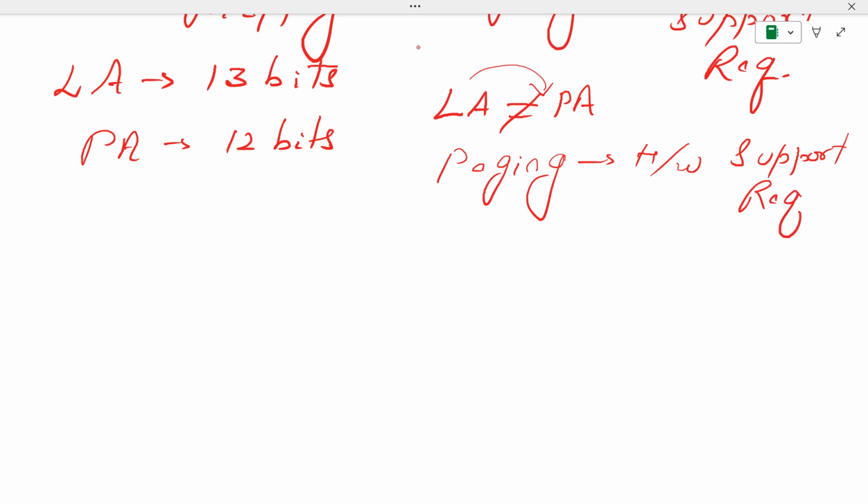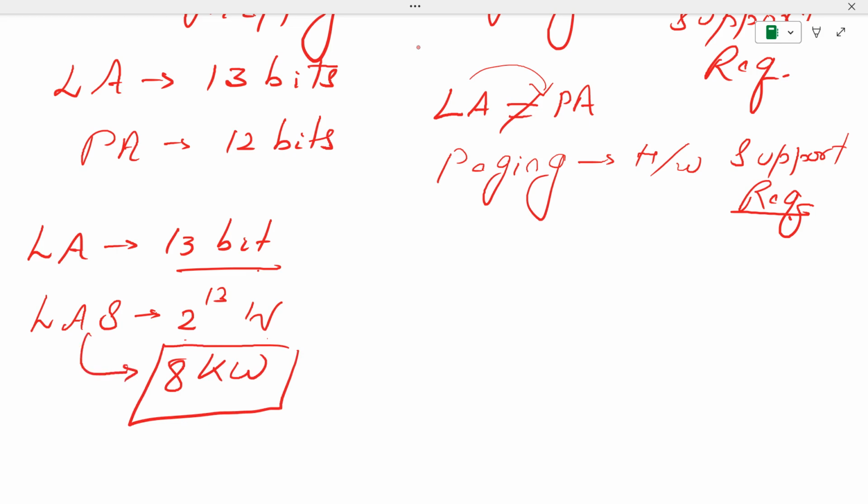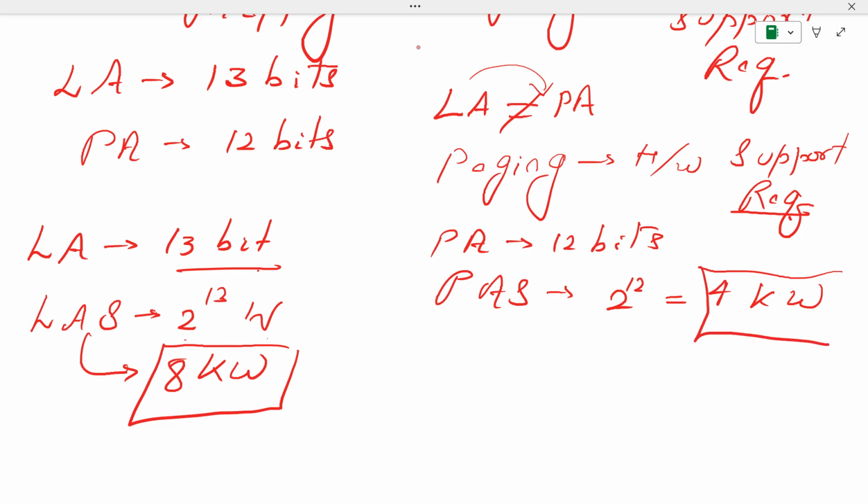Now, let's assume the CPU has generated a logical address of 13 bits. From this, we can assume that the logical address space will be 2 raised to the power 13. Let's say the memory is word addressable, so 2 raised to the power 13 words, that is 8 kiloword. The logical address space is 8 kiloword, and the physical address is 12 bits, so the physical address space is 2 raised to the power 12, that is 4 kiloword. So definitely the logical address space is larger than the physical address space.